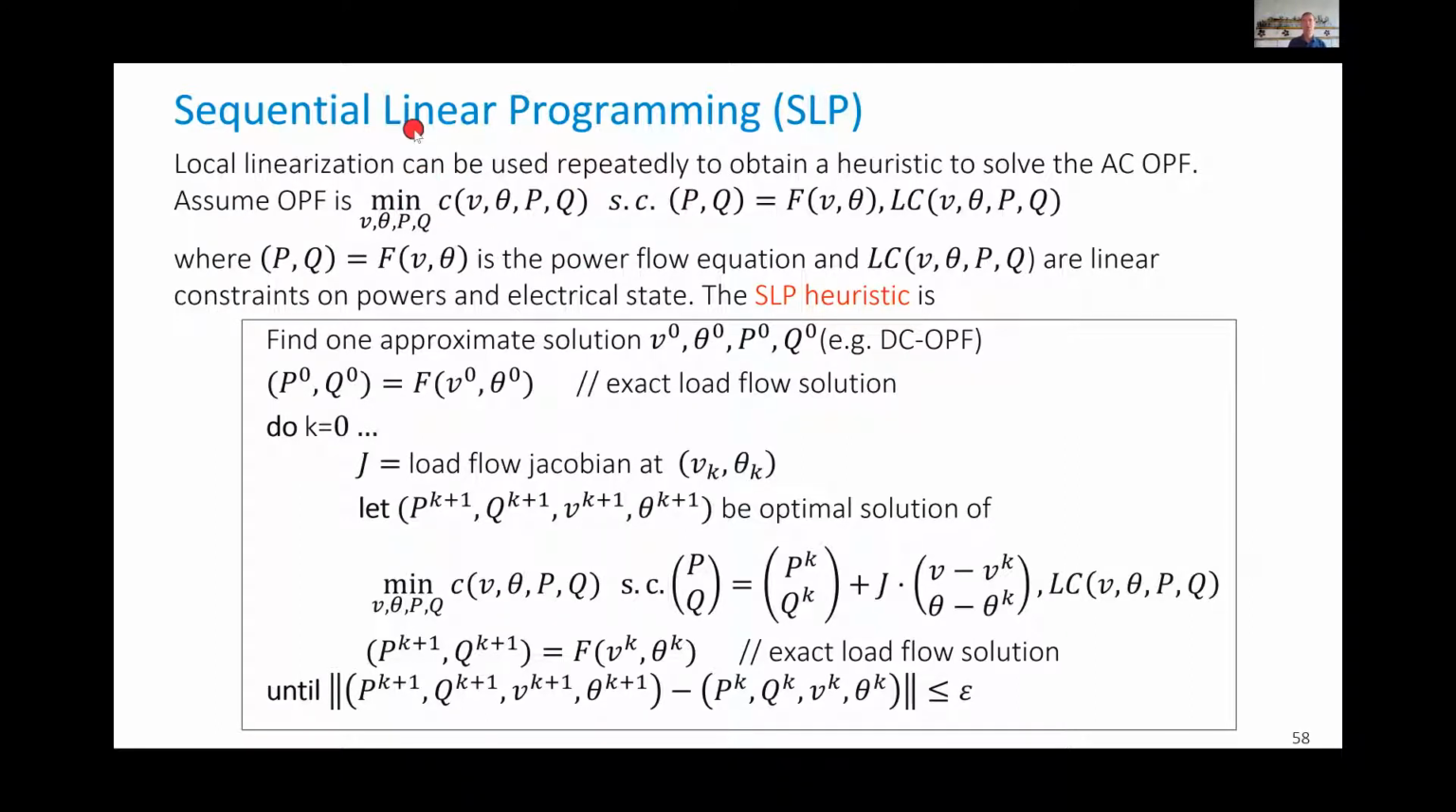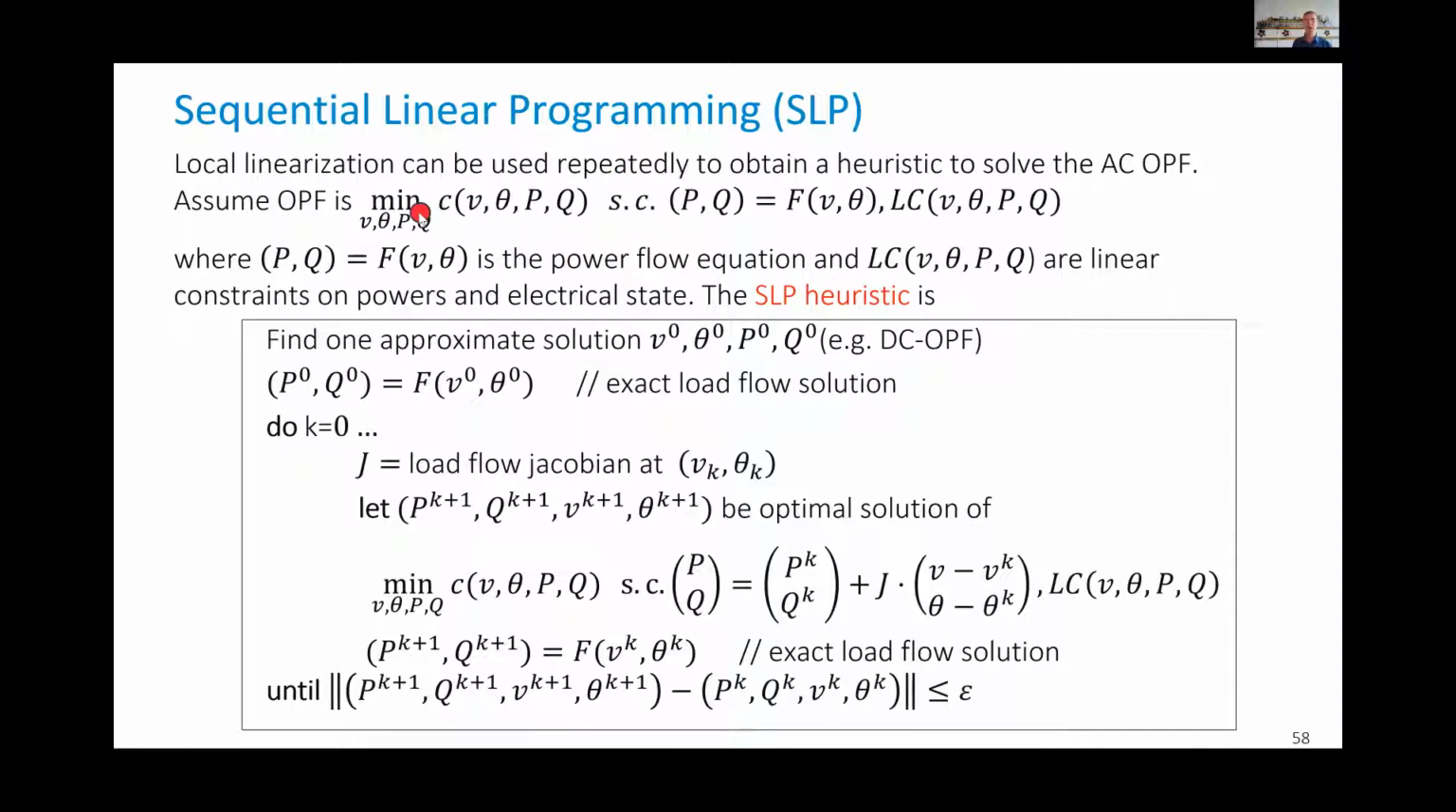What is sequential? Sequential linearization of the load flow equations. Whether it's linear programming depends, of course, on the objective function. If you have a quadratic objective function, it will not be linear programming, but the same idea applies. Most of the time it is used when everything is linear, hence the name.